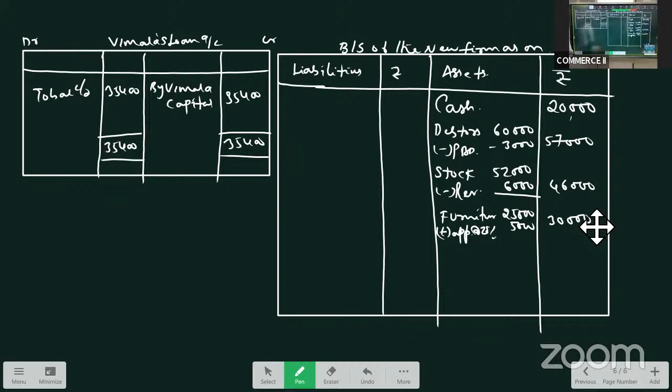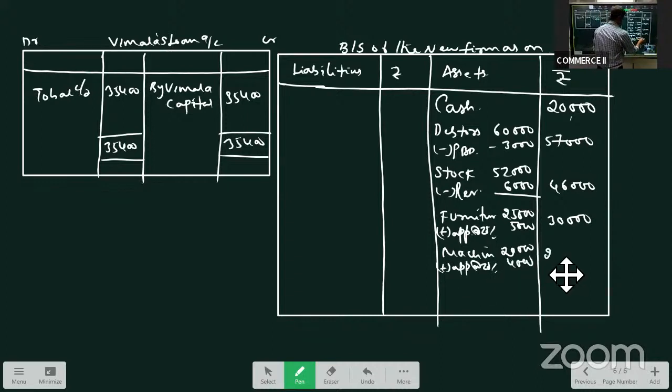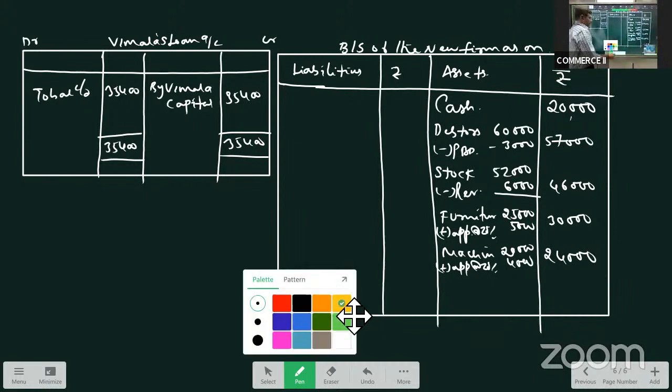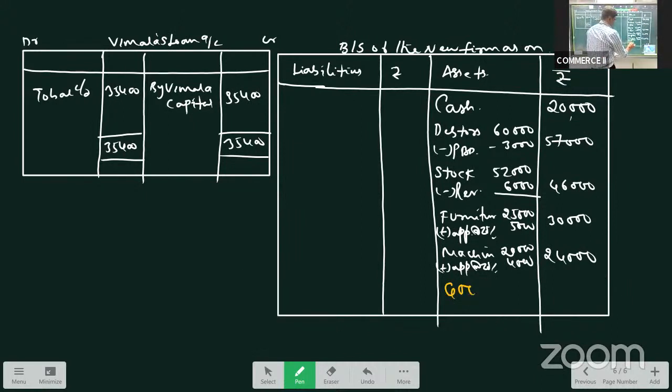Machinery. Machinery is also appreciated by 20%. Machinery given in the balance sheet is 20,000. We have appreciated it at 20%, that is 4,000. So machinery would be 24,000 now. Then profit and loss debit balance is distributed, so it will not appear. What is the last item? Yes, goodwill. What was the value of goodwill? It was 20,000. So take 20,000. So our asset side is done.